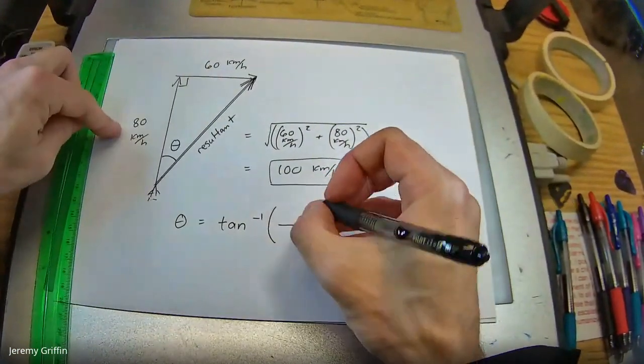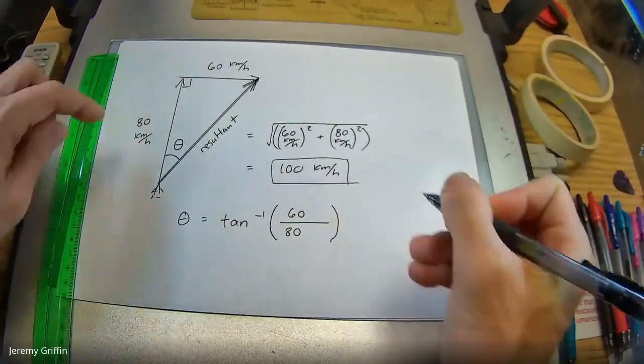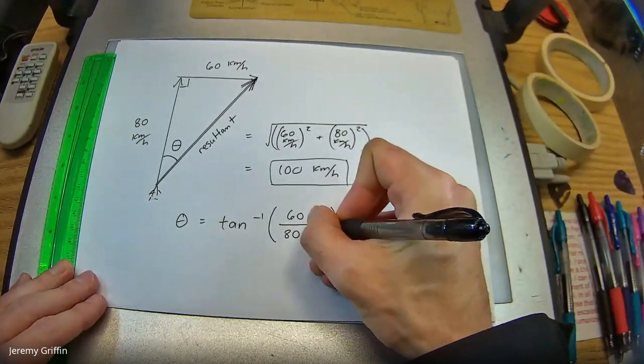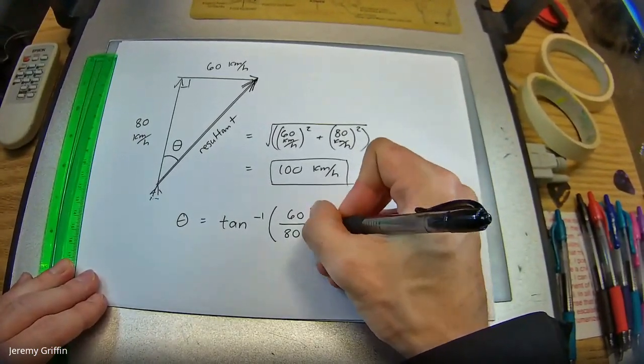Exactly, opposite over adjacent is 60 over 80, right? Kilometers per hour, kilometers per hour. The units cancel out. Okay.